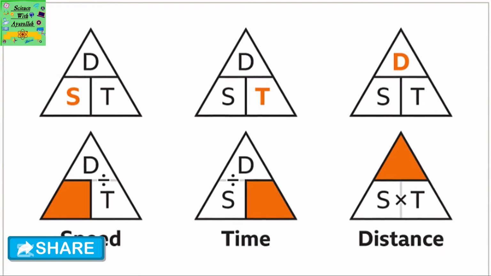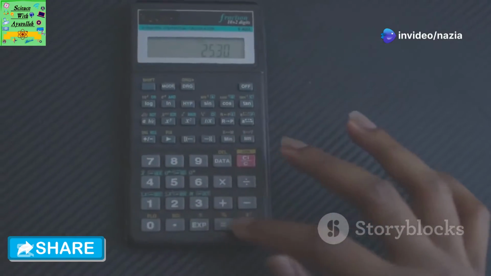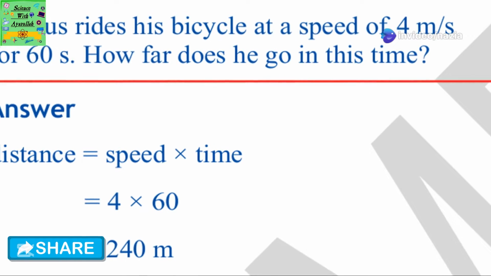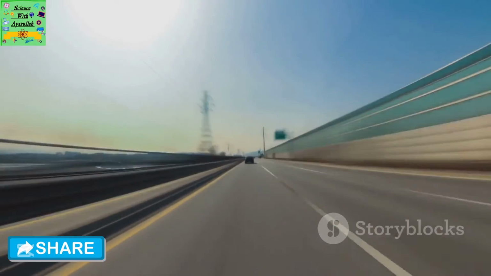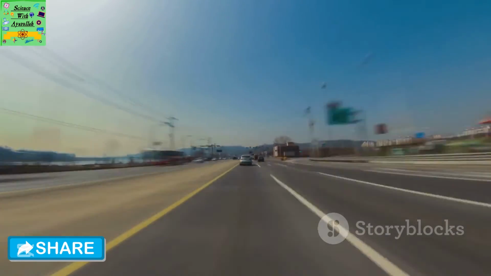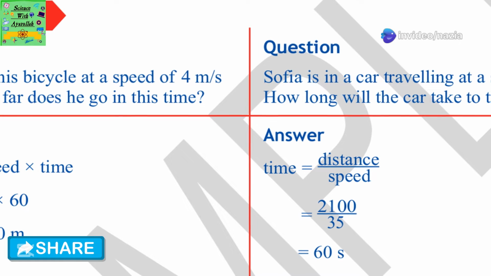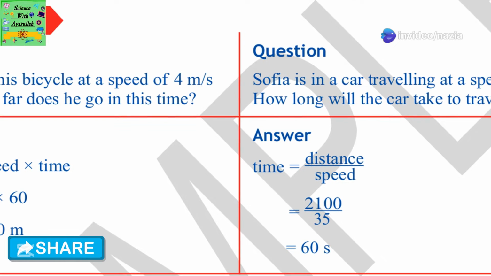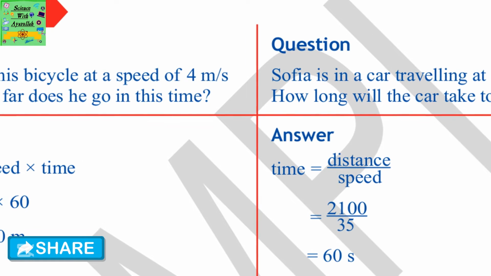Here are some worked examples. Marcus rides his bike at 4 m/s for 60 seconds. To find the distance, multiply the speed by the time. That's 4 times 60, giving us 240 meters. Sophia's car travels at 35 m/s. To find how long it takes to travel 2100 meters, divide the distance by the speed. That's 2100 divided by 35, equaling 60 seconds.